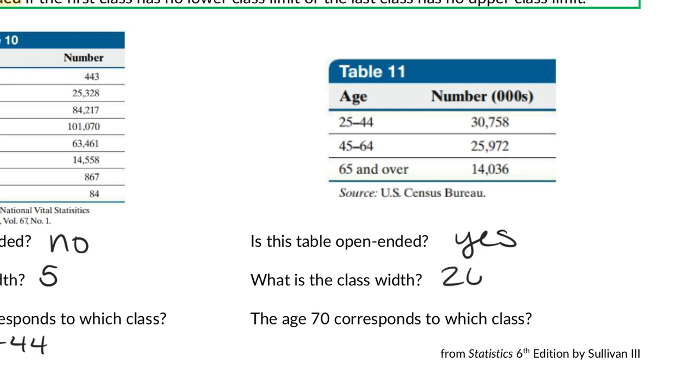The class width here is 20. So if I count all the ages, 25, 26, 27, 28, 29, 30, 31, 32, 33, 34, 5, 6, 7, 8, 9, 10, 11, 12, 1, 2, 3, 4. That's 20. I lost count on my hand, but you get it. So the age 70 corresponds to which class? Age 70 would be in 65 and over.